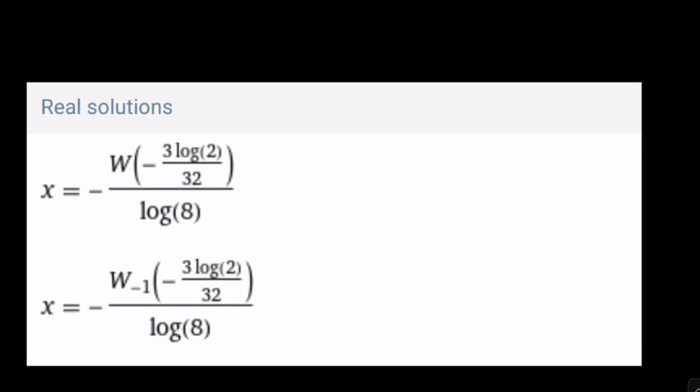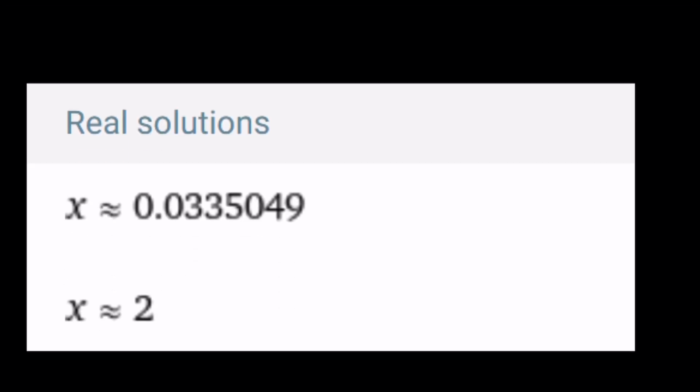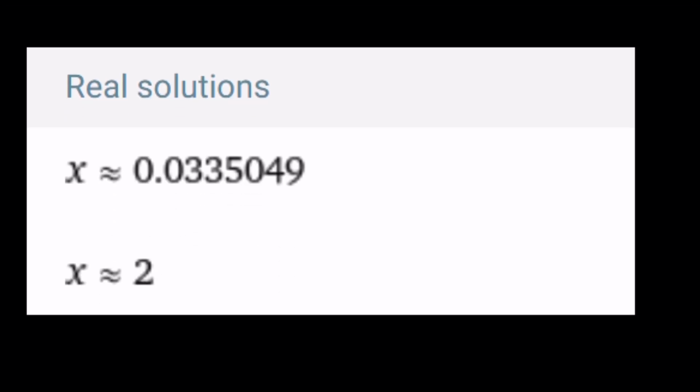So let's go ahead and take a look at some real solutions. This is Lambert's W function. And as you can see, there are 2 branches here because of the value of our x. And here are the real solutions. 2 is exact, even though it kind of says approximately. But the other solution is going to be about 0.0335.